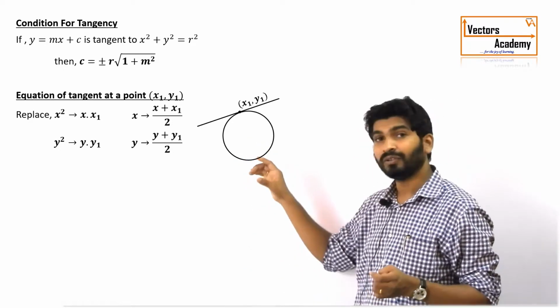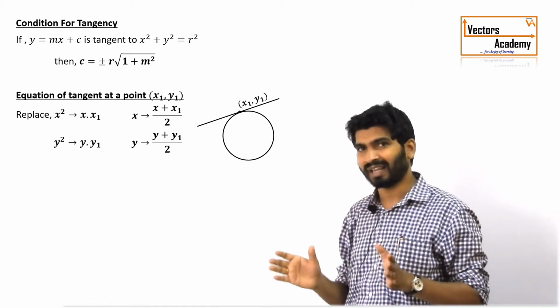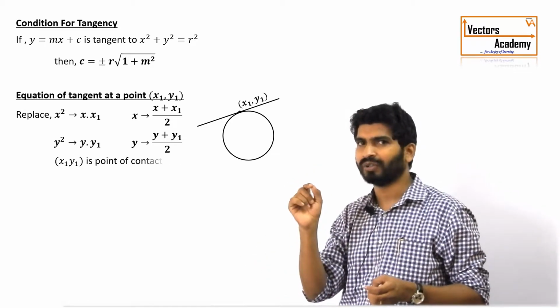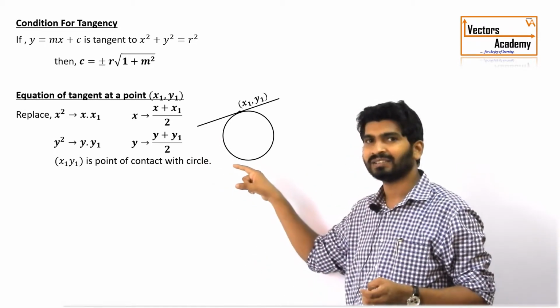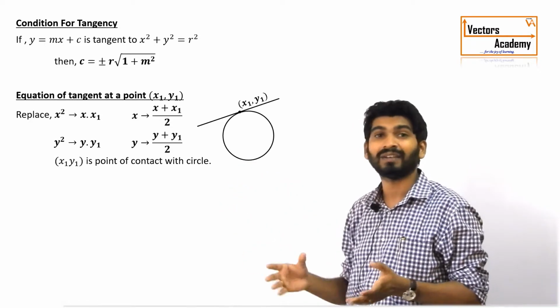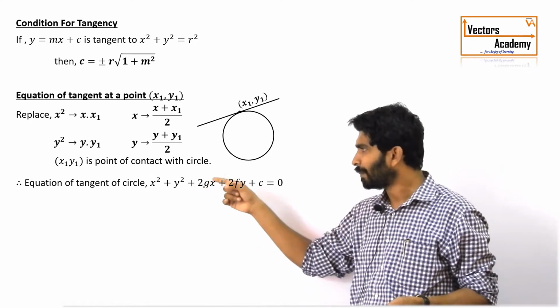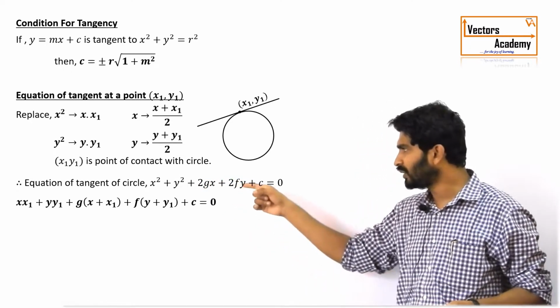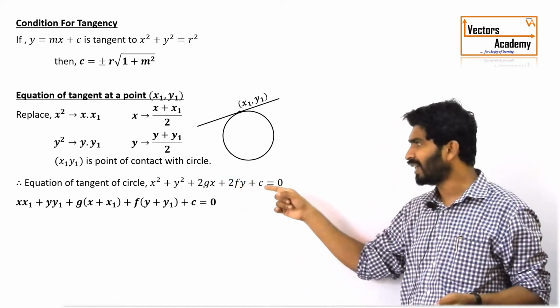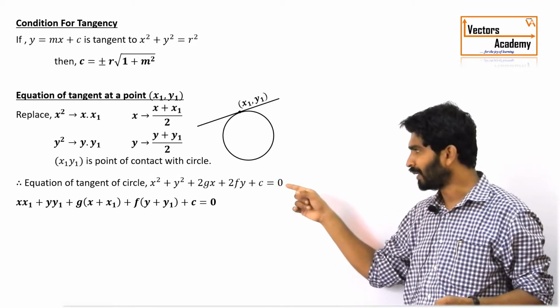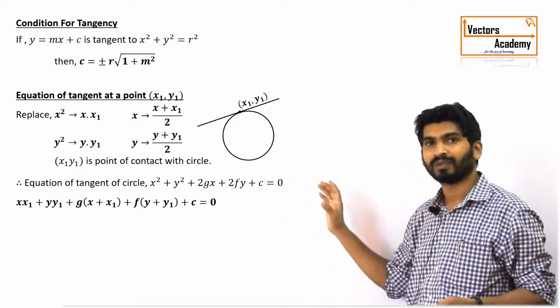So if you need to find an equation of a tangent at a particular point on the conic section, we need to replace these in the given equation of the conic, and we will get the equation of tangent. So the equation of tangent will be x x1 plus y y1 plus g into x plus x1 plus f into y plus y1 plus c is equal to 0.